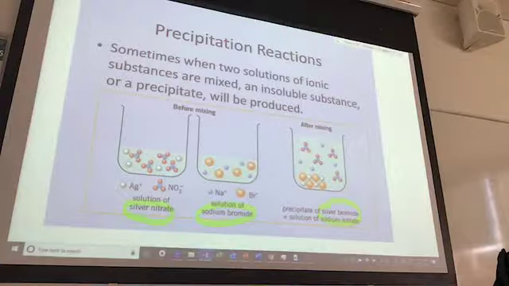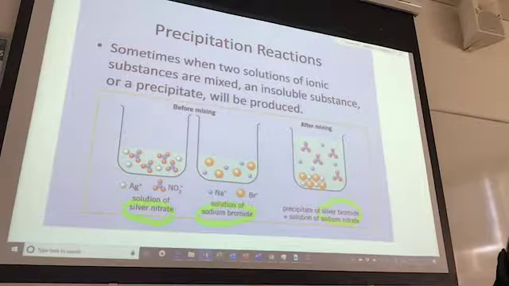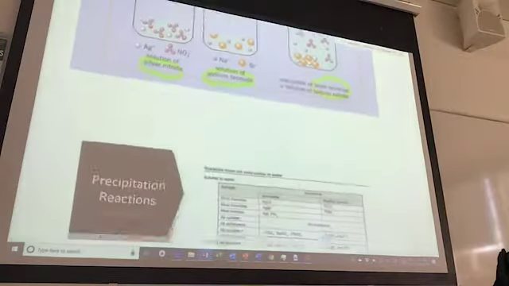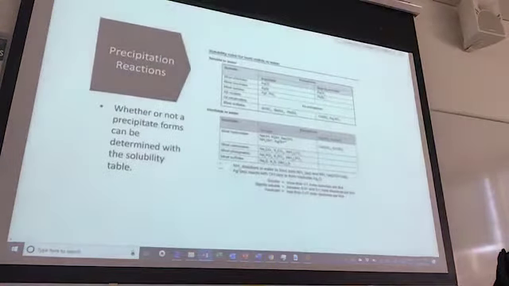So we know that this tells us that silver bromide is insoluble, meaning that it's not soluble, it doesn't dissolve, and in this case sodium nitrate would be soluble because it remains in the solution. So how do we find out which substances are soluble and which substances are not soluble?